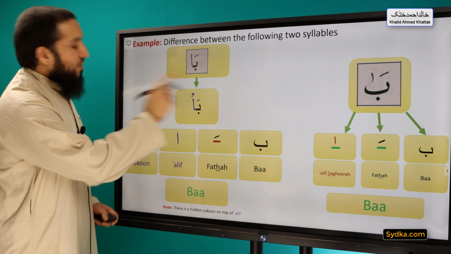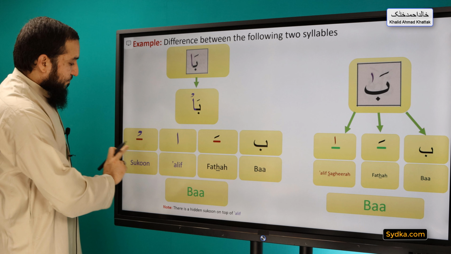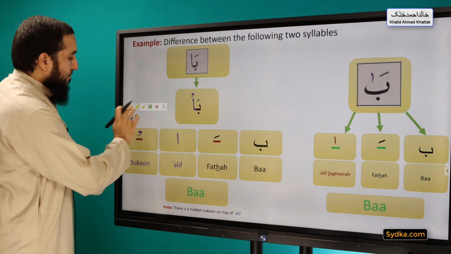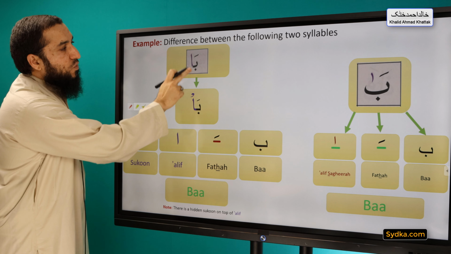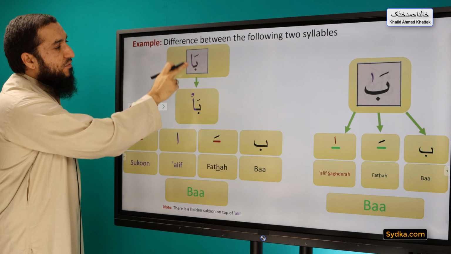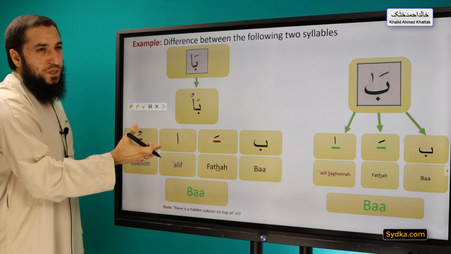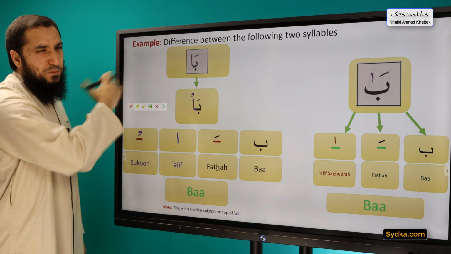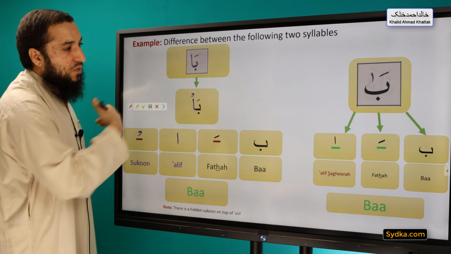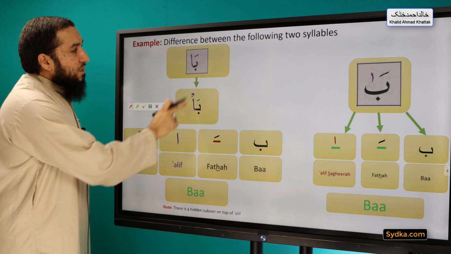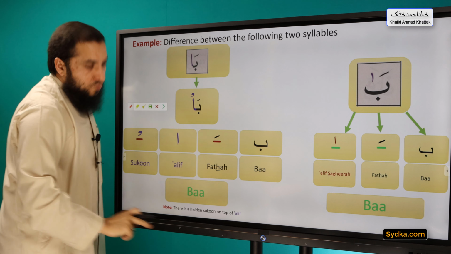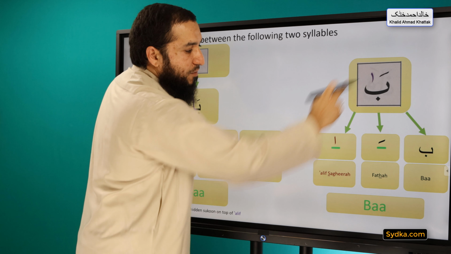Another one, if we see these two structures, if you see this one, ba fatha alif sakoon ba, which will be in lesson number 8 of Al-Qaida Nuraniya, that's after a few lessons. So this is one structure, ba fatha alif sakoon ba, and this one is ba fatha alif saghira ba.